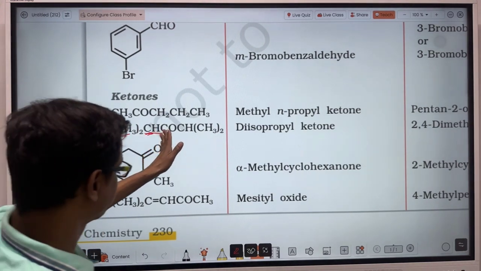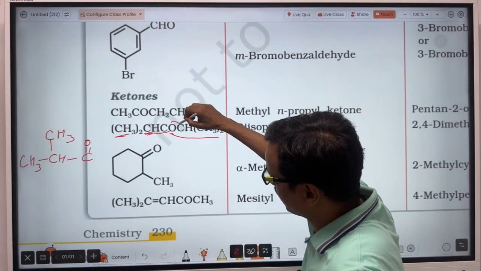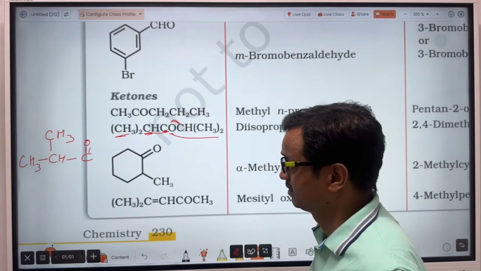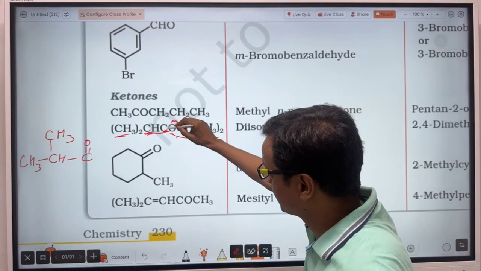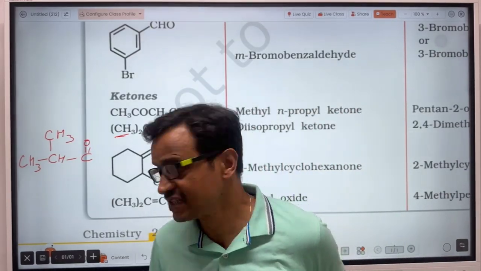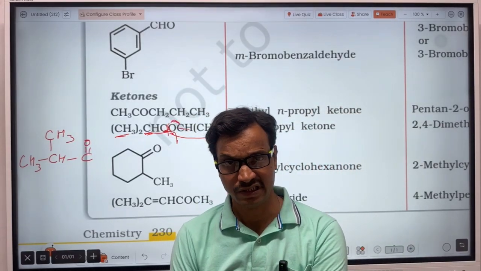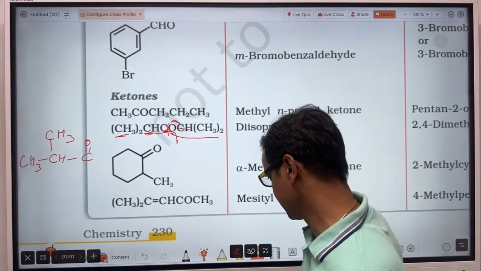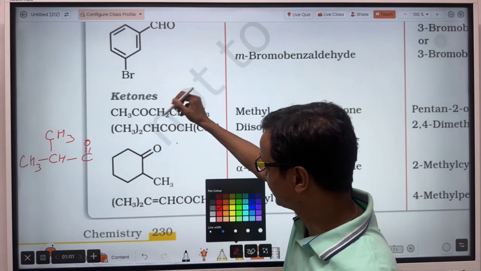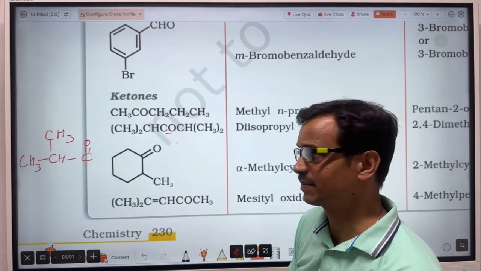Why here again? Because if you keep this oxygen and bond it with this carbon, then the tetravalency of this carbon will not get satisfied. So it's not an ether. But if there were a CH2, then that would be the ether. But there is no CH2 here. That's why, to maintain the tetravalency, this oxygen will form a double bond to this carbon atom.